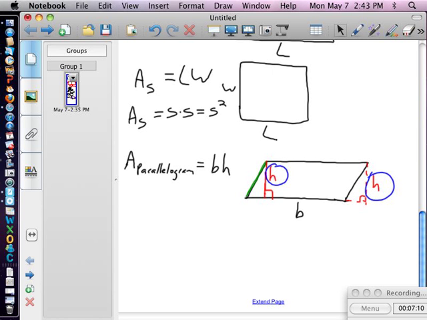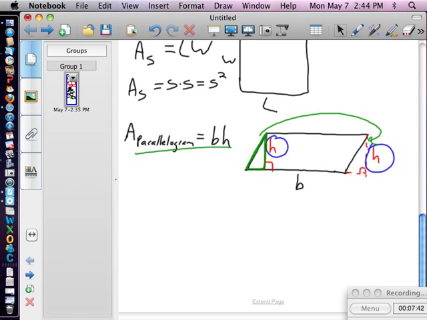The reason that works is if you were to chop off this green rectangle I am tracing right here, if you were to cut that off, you could just move it right over to this empty spot, and what would you have? You would have a rectangle of length B and width H. Okay, so BH. So that's why the formula looks so similar to the formula for a rectangle, because technically they are the same. Now we need the formula for a triangle.